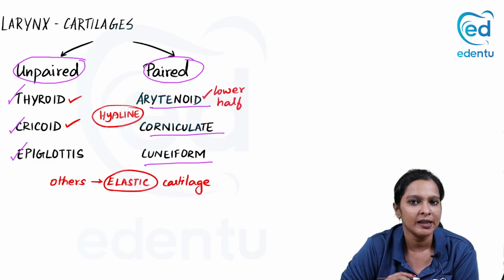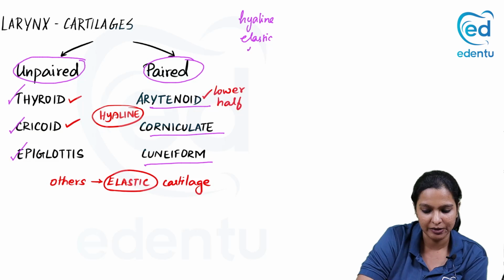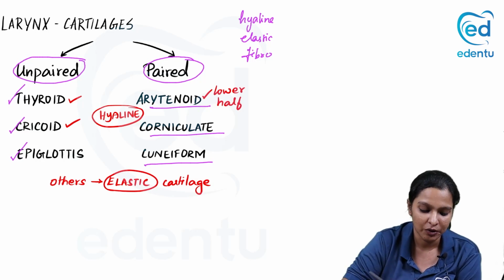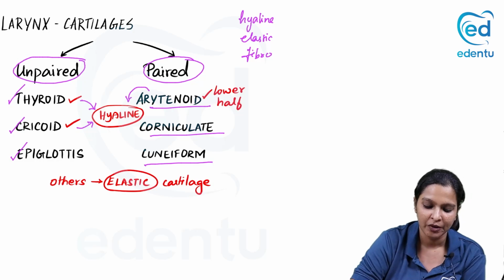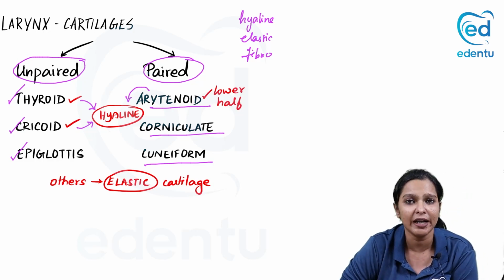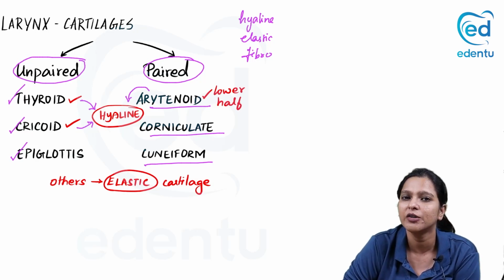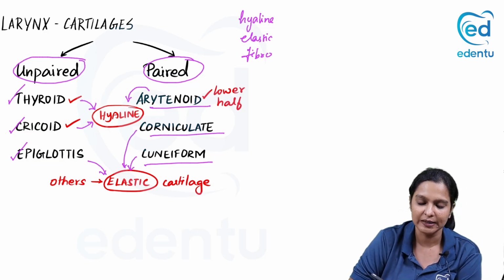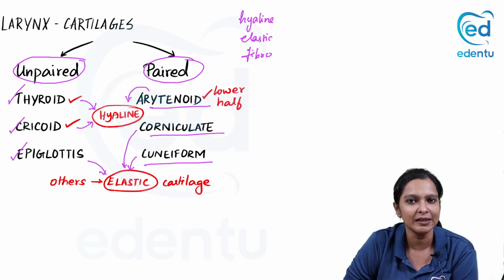Now, the cartilages are generally of three types. What are the three types? Hyaline, elastic and fibrocartilages, based on the composition within the cartilage. In this, the thyroid cartilage, cricoid cartilage and lower half of the arytenoid are all hyaline type of cartilages. All the others, that is the upper half of the arytenoid, corniculate, cuneiform as well as the epiglottis, are elastic type of cartilages. So remember, the thyroid, cricoid and lower half of the arytenoid are hyaline cartilage. The rest of it in the larynx is elastic type of cartilage.